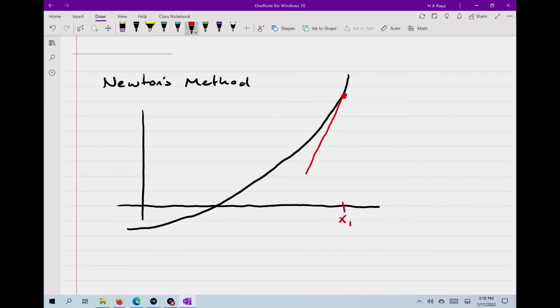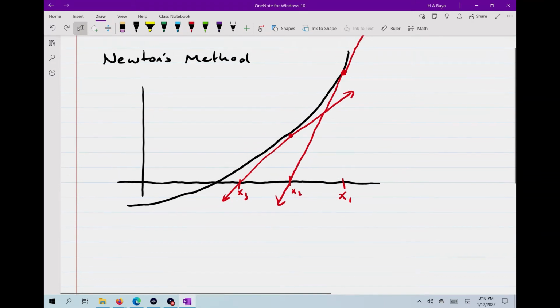The tangent line would cross the x-axis. Let's say that it crosses it here at the point x2. And then from this x2, we can continue the process and consider the tangent line at that point. This tangent line will cross at this point x3, and notice that as we go from x1 to x3, the points get closer and closer and closer to the zero of the function where the function crosses the x-axis.